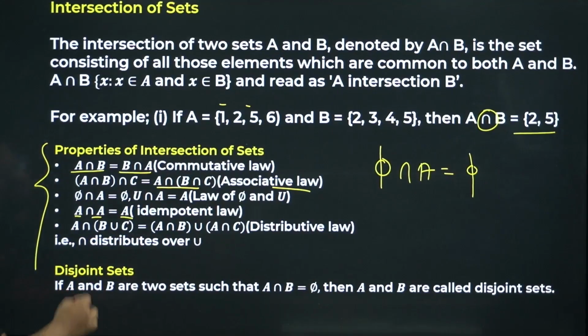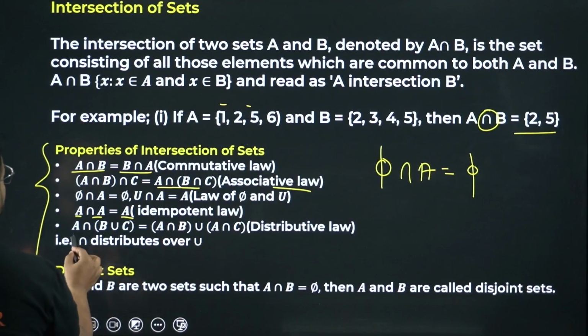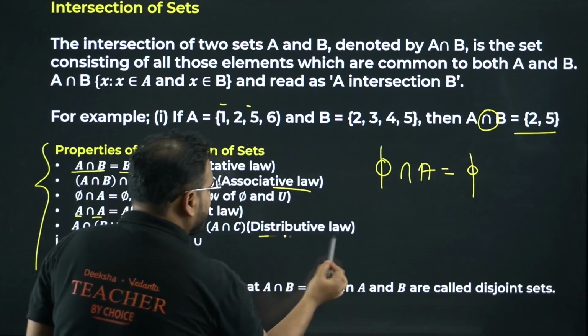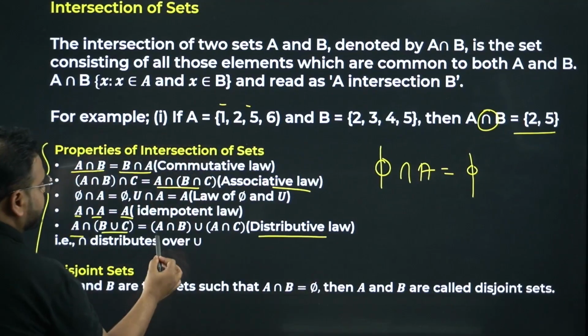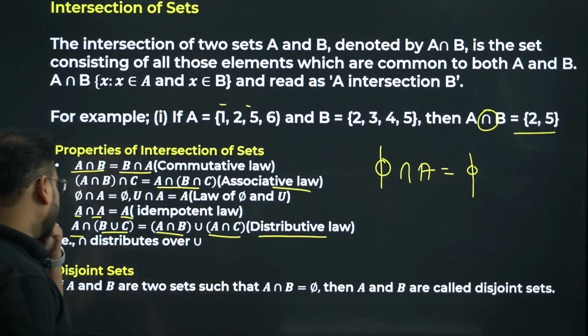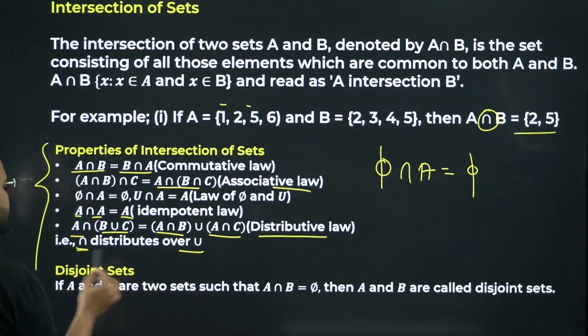A with B union C will be having the distributive law. So for A intersection with B union C we will be using the distributive law. Please check: A intersection B union A intersection C. So basically intersection distributes over the union.